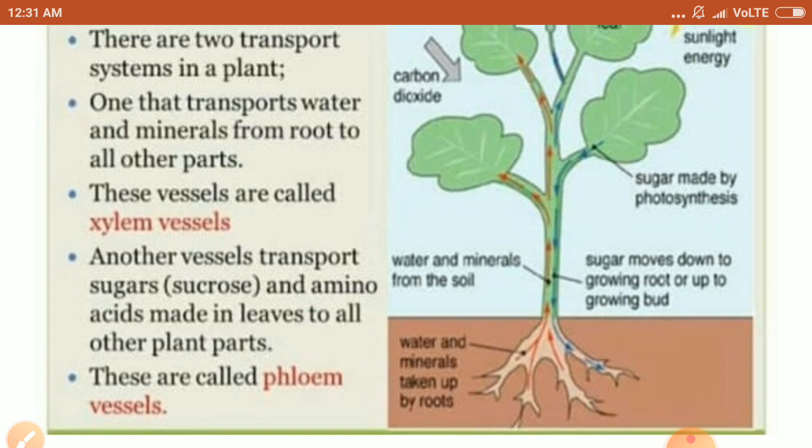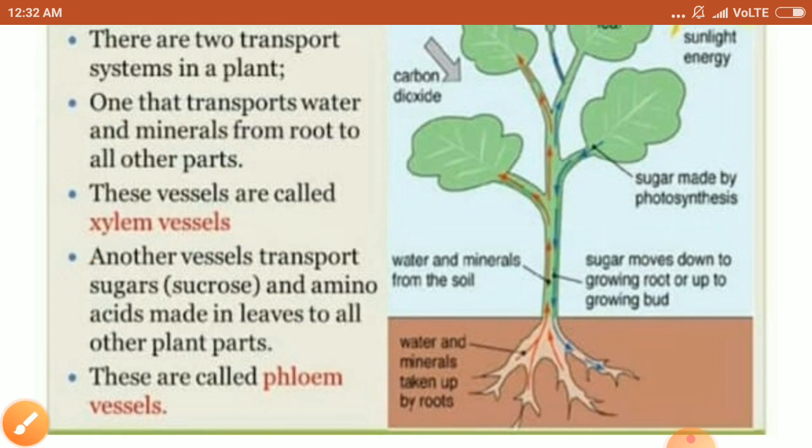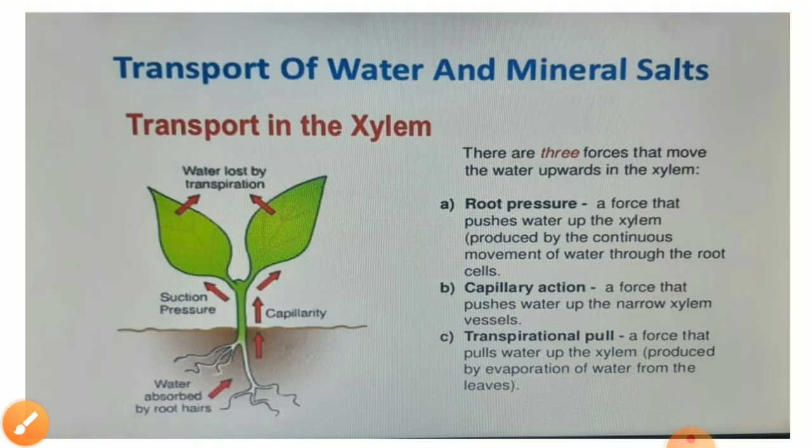Thus, there are two kinds of transportation in plants. One which occurs with the help of xylem, which is helpful for transportation of water and minerals, and another one which occurs with the help of phloem, which helps in the transportation of food and other substances. Now, how does transportation of water and minerals take place? There are three forces that move the water upward in the xylem. Many theories have been put forward to explain the upward movement of water.